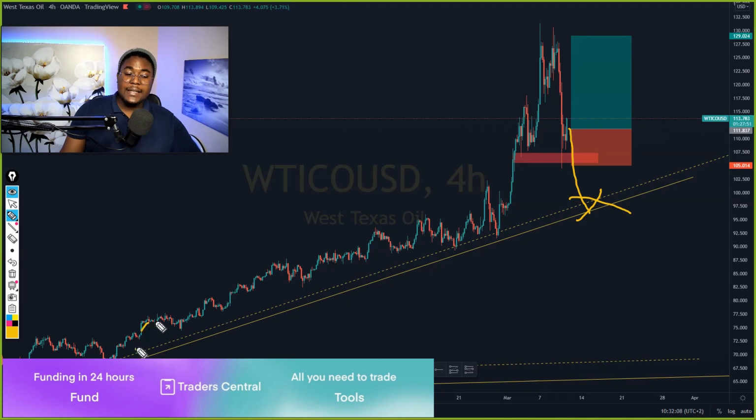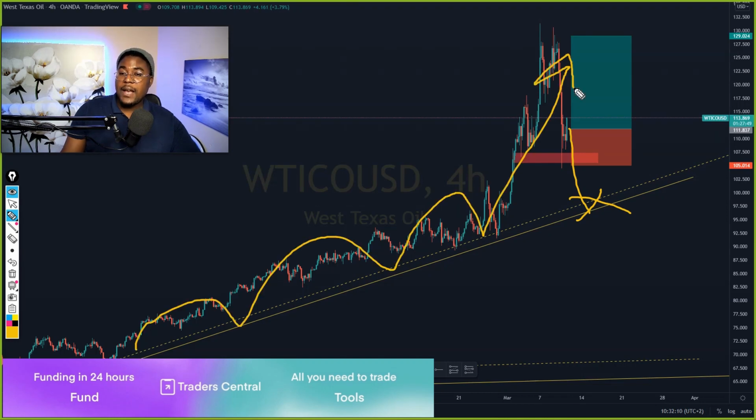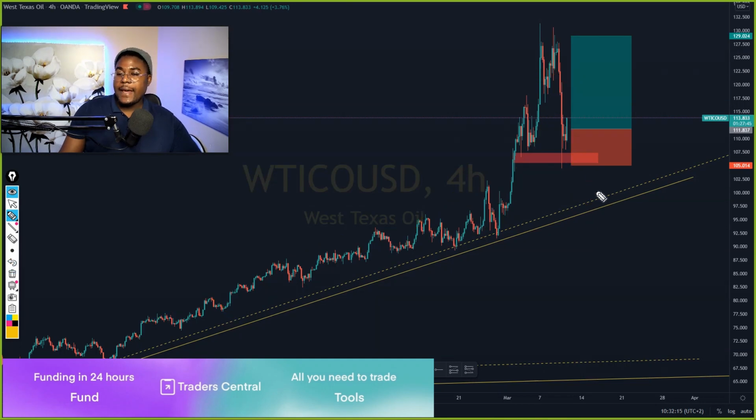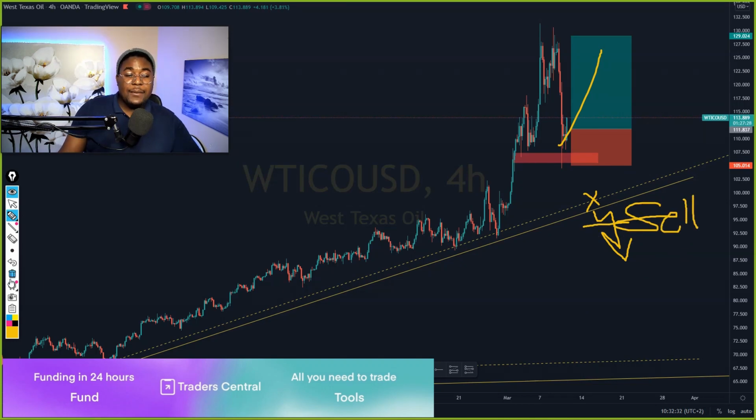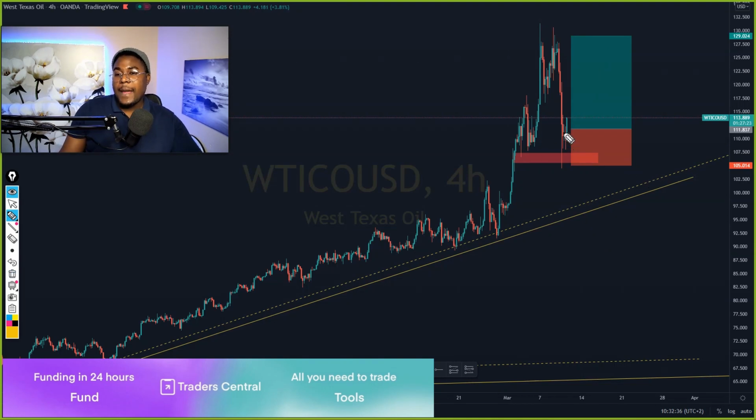Why? Because this support area is pushing the market to the upside. If the market says, you know what, I'm tired of going up, I need to break this area and go to the lower side, then around this area, it's time to sell.